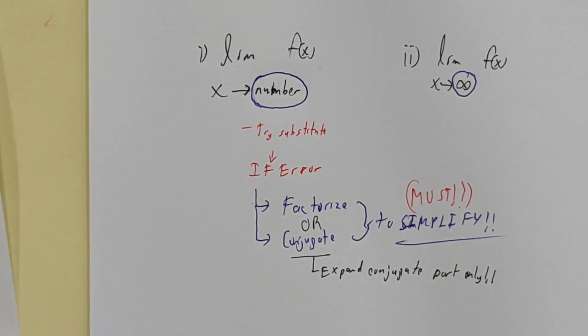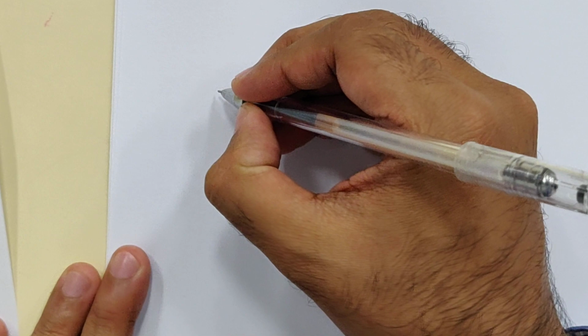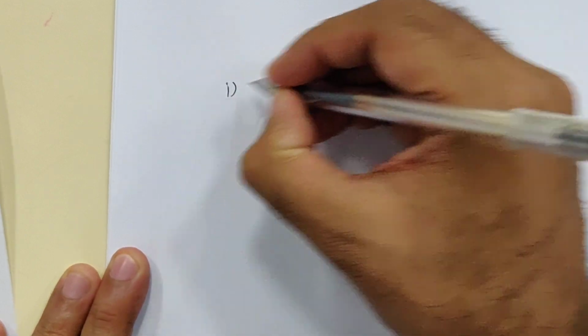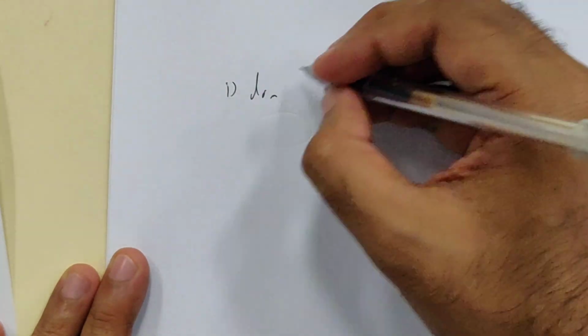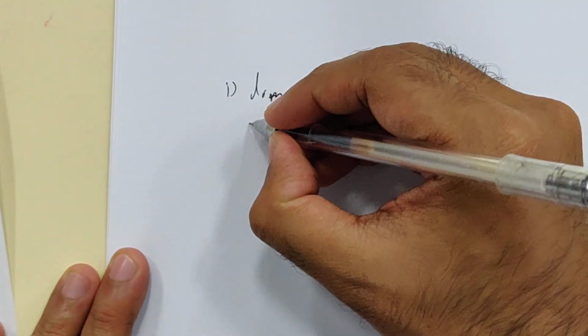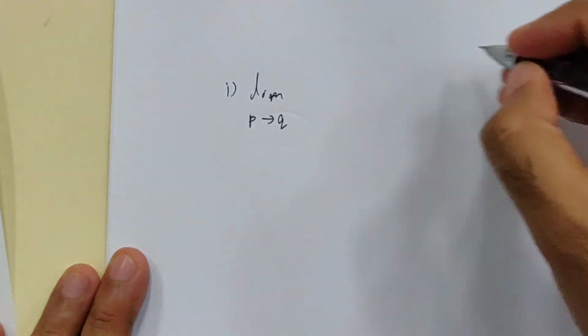Let's try some examples. Example 1. Can you see? So let's try limit P approaching.